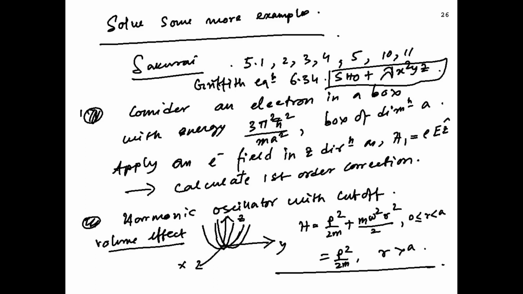So consider this problem, which is an electron in a box with energy, let's say, 3 pi square h bar square by m a square, for a box of dimension A. It's a 3D box. Now you know obviously this is a degenerate state. You can choose any other degenerate state and ask what are the corrections when you apply an electric field in the z direction. So this electron is charged, so it will couple with an electric field, with strength electron charge times electric field times z cap. So this is another problem which you can try.